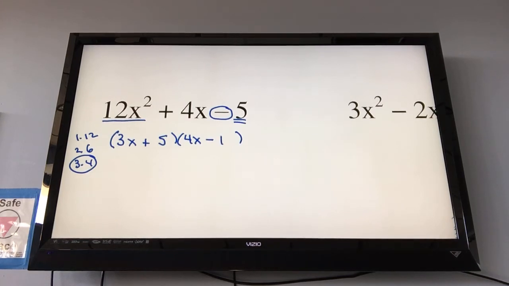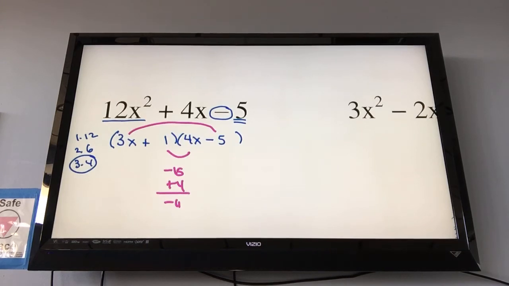So I try. Outer times outer, inner times inner does not work. So my first step, what I would do is switch my 5 and 1. Is that how I had it before? No, it's not. Okay, and then outer times outer, negative 15, inner times inner, positive 4, that's negative 11, not gonna work. So 5 and 1 only had the one choice.